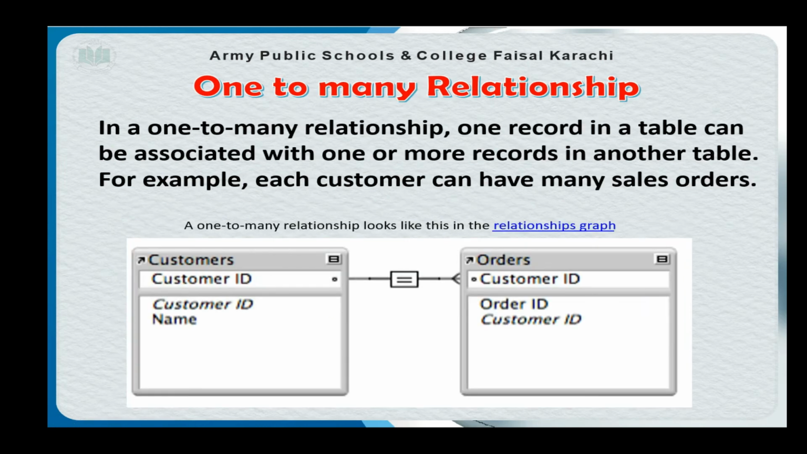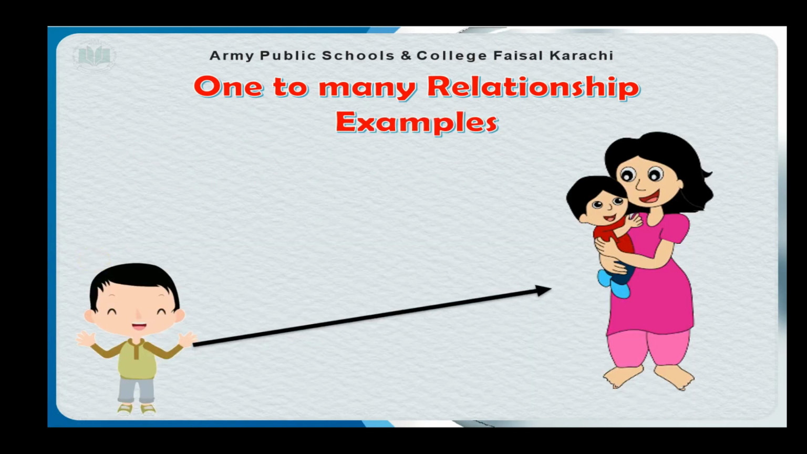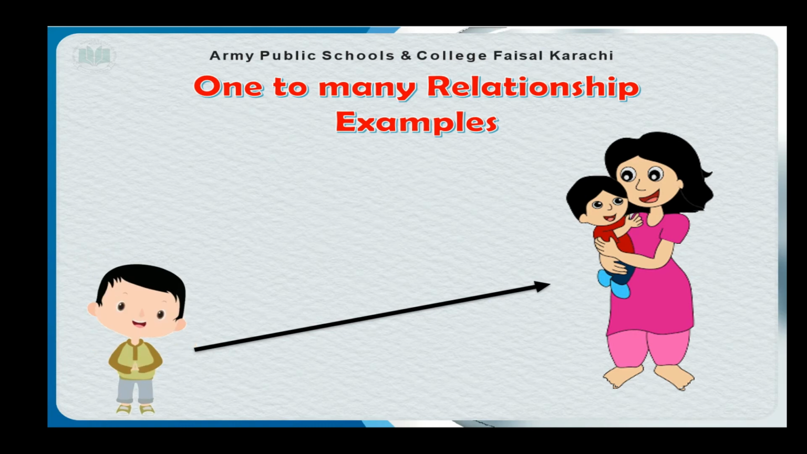So here is another type of table relationship, which is one-to-many. Students, in a one-to-many relationship, one record in a table can be associated with one or more records in another table. For example, each customer can have many sales orders. This allows frequently used information to be saved only once in a table and referenced many times in all other tables.